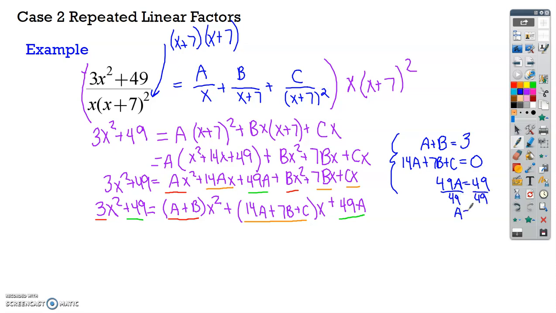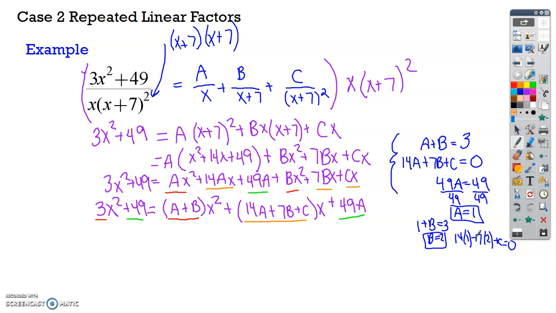I get that a is 1. I can plug that in the top equation. All right, let's not forget that a is 1. 1 plus b is 3, so b is 2. Yay! And then I get 14 times 1 plus 7 times 2 plus c is 0.